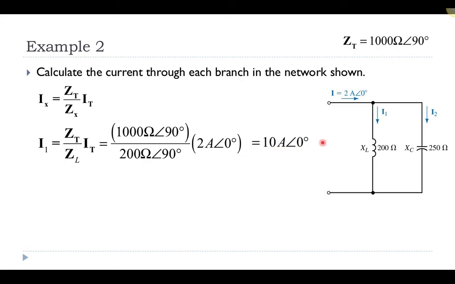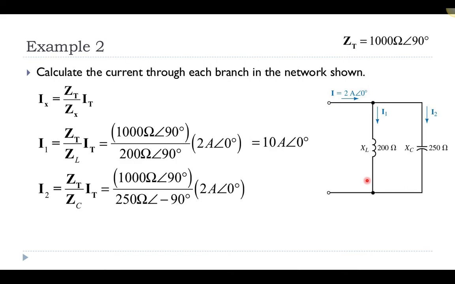So again, I'm starting off with 2 amps going in, and I'm able to get 10 amps going through that inductor. Somehow that should be a red flag going off. Like, is something wrong? Because that's not how things worked before. And the answer is nothing is wrong.